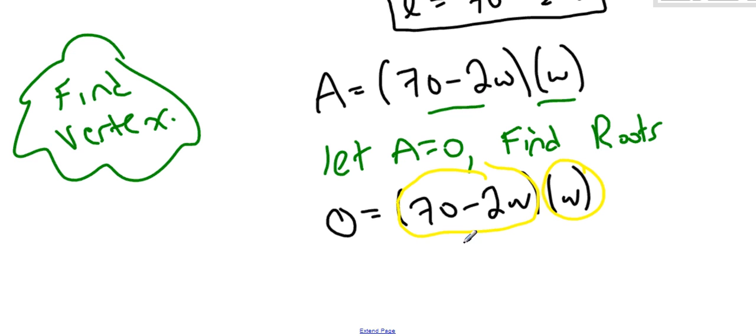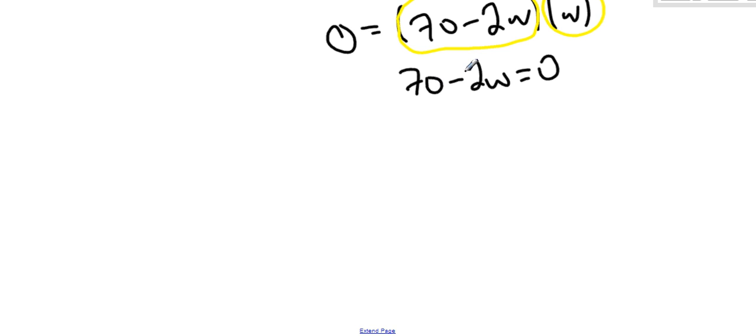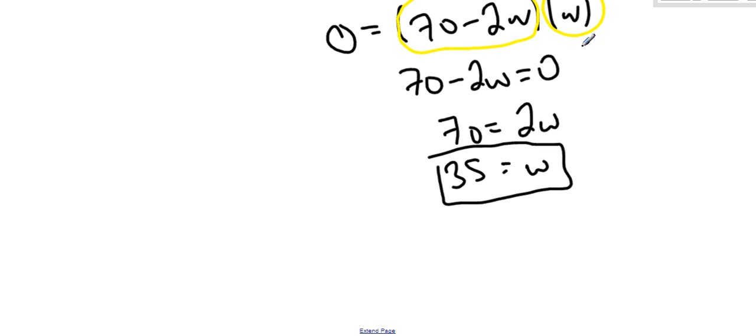So what values of w does that mean? Well, if the first bracket is 0, it means that 70 minus 2w is 0. So 70 would equal 2w, so w is 35. So there's one root, and here comes the other root. This bracket is 0 if w equals 0. No math to be done. So those are the roots.